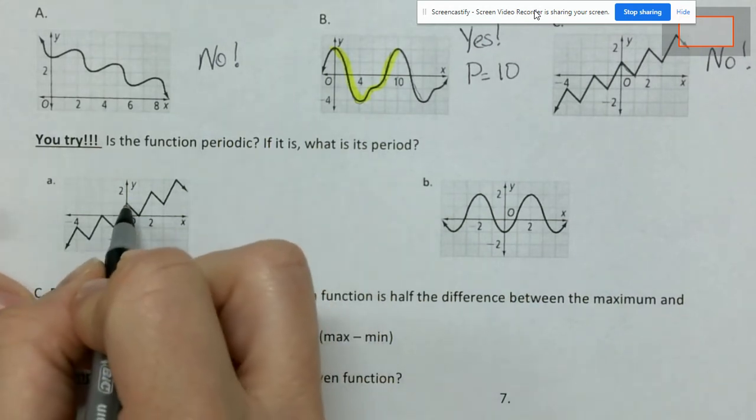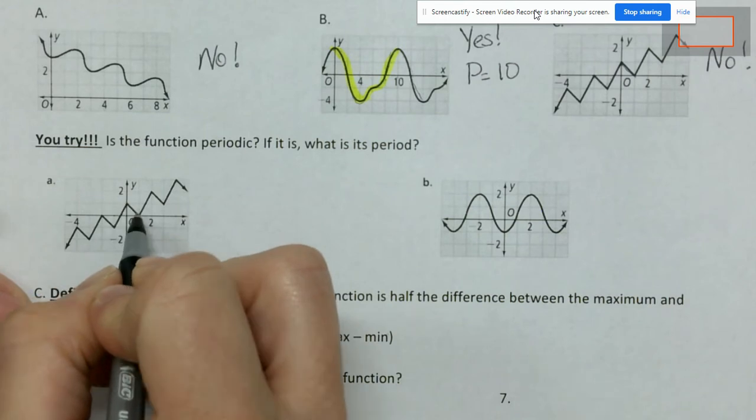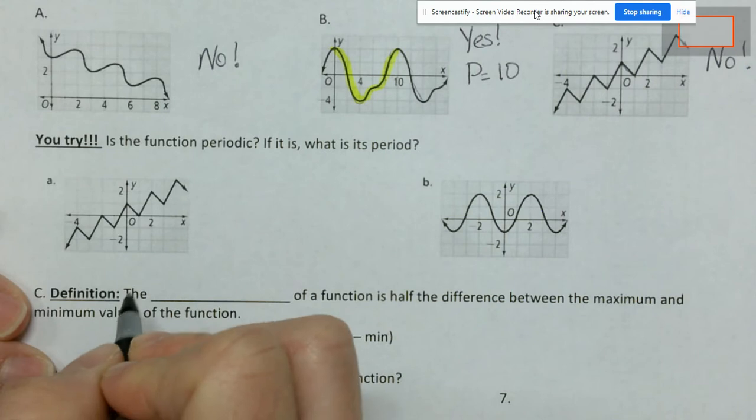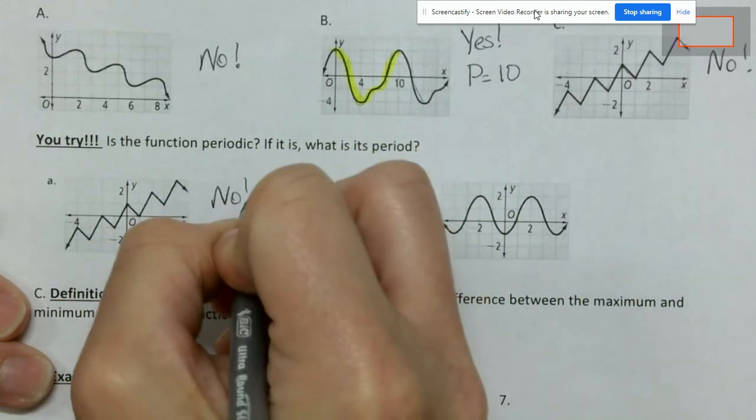If we looked at this one, here we go down and up, and we go down and up, but you can see it's at a higher interval on the y. So this one would not be a periodic function.